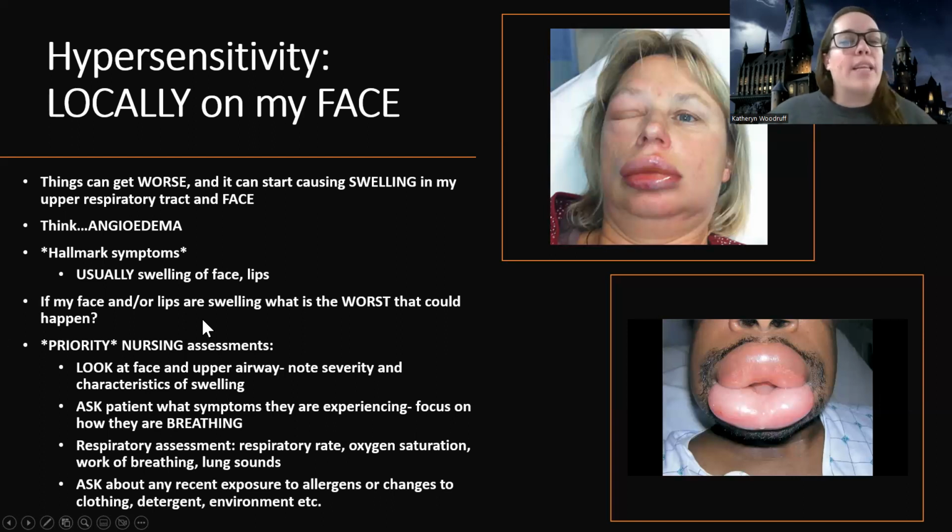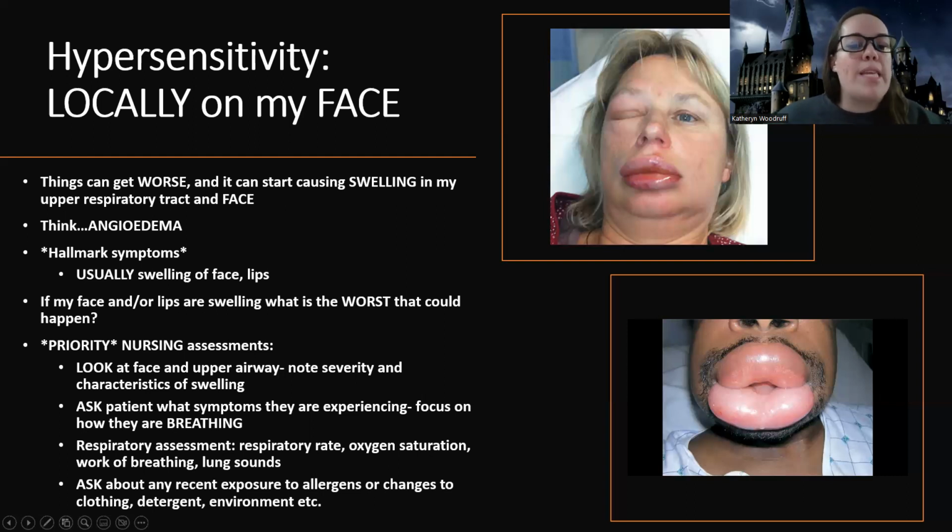And then, asking this question, what's the worst that could happen? Complete closure of my airway, inability to breathe at all. So here, our priority nursing assessments are going to be similar, that we're going to look locally at those areas where there's the problem, the face, the upper airway. We want to look at the severity and characteristics of the swelling, how bad is it? But we really need to focus on respiratory breathing and airway patency assessment. Airway patency is going to be the number one priority here.